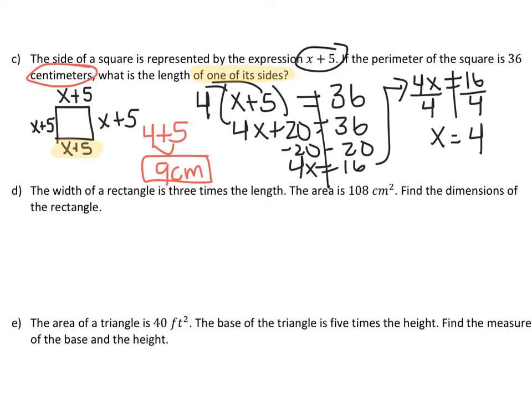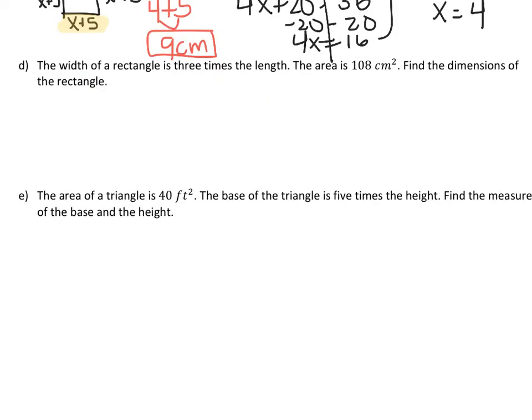Let's take a look at D. The width of a rectangle is 3 times the length. The area is 108 centimeters squared. Find the dimensions of the rectangle. So let's go ahead and draw a rectangle.